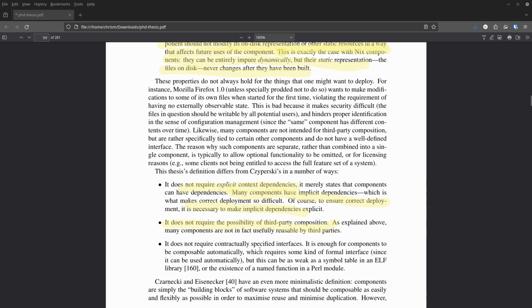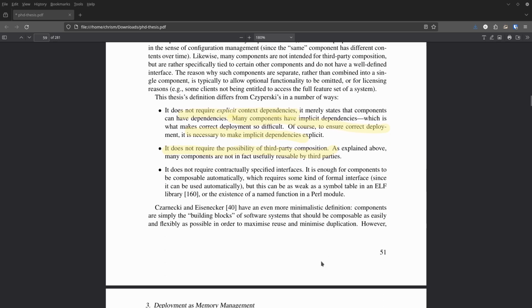It doesn't require contractually specified interfaces. It's enough for components to be composable automatically, but this can be as weak as a symbol table in an ELF library or the existence of a name function or Perl module. So again, he's going after this notion that we don't need to circumscribe how all dependencies are named in order to derive the runtime dependencies. He's saying there's often enough information left over after the build to imply what the dependencies are. I think that's what he's going after.